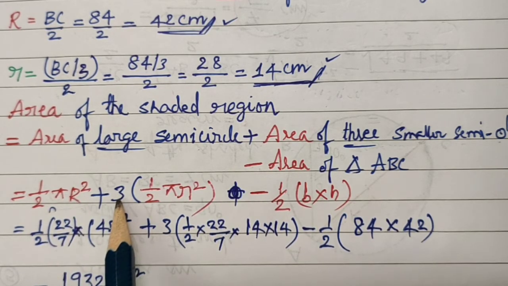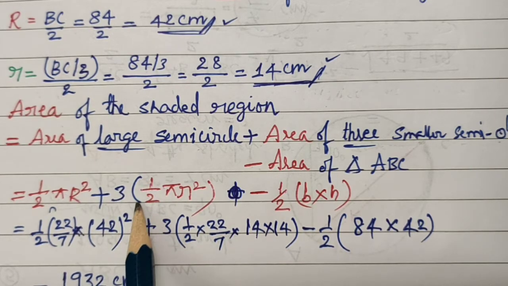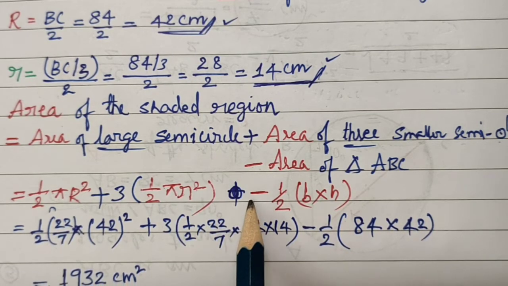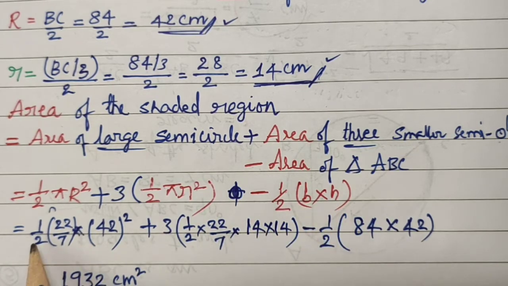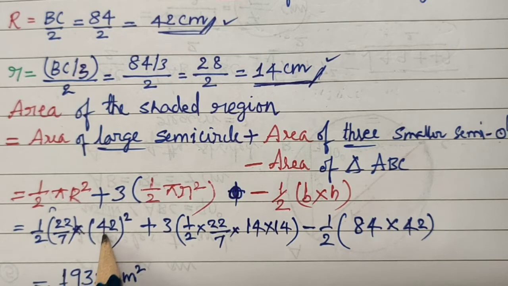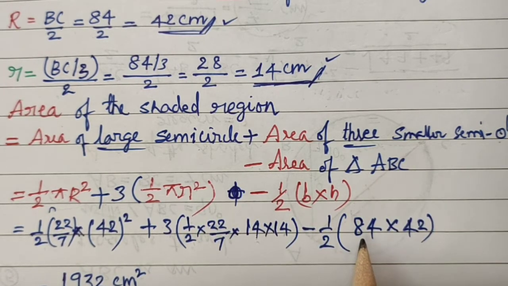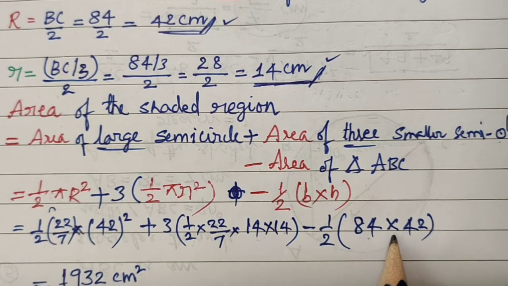So we have 3 smaller semicircles, that is why we are multiplying 3 times pi r square, where r is the radius of the smaller circle, minus the area of the triangle, base into altitude: 22 by 7 into 42 whole square, the radius of the bigger semicircle, plus 3 times 22 by 7 into 14 into 14, where 14 is the radius of the smaller circle, minus the base of the triangle, which is 84, into the altitude of the triangle, which is 42.